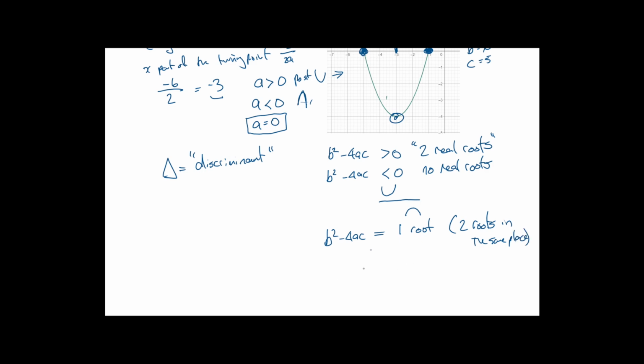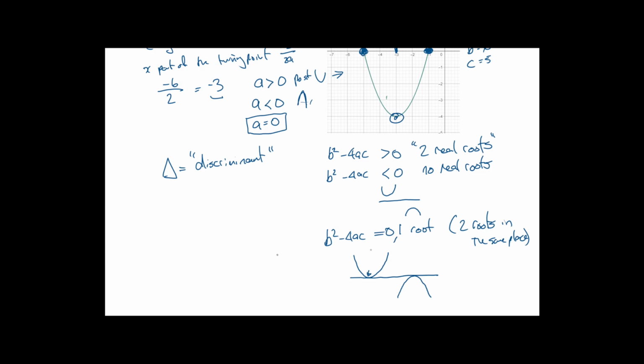What that means is that if we have our x-axis here and b squared minus 4ac equals 0, it's going to kind of come down and just touch it and then move back up again. So it has a root here, but it never crosses the x-axis, it just touches it. And if a is less than 0, it means it's going to come up here, just touch it and go back down again.